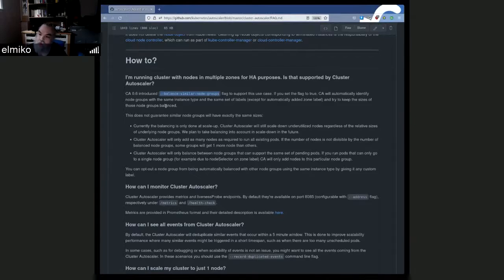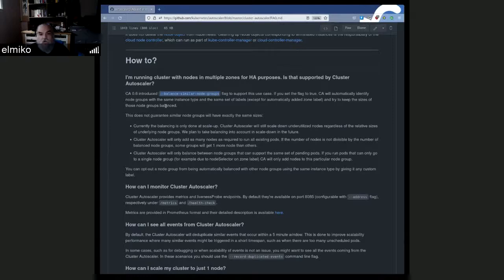And what this feature allows you to do is to tell the Cluster Autoscaler that when it is attempting to scale up, because it will only do this during scale-ups, the Cluster Autoscaler should try and create nodes amongst node groups that are similar to each other.